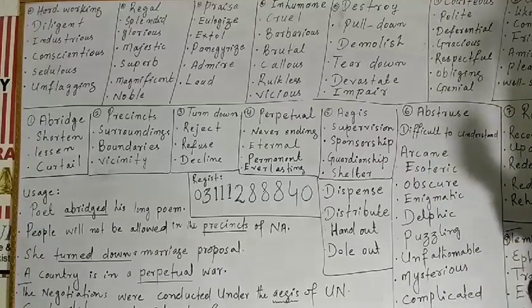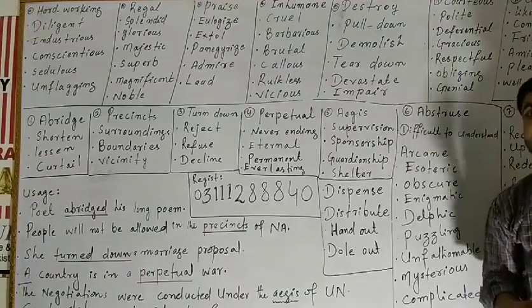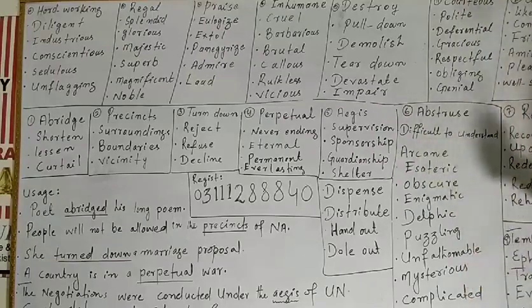Then we have the word courteous. Courteous means polite, one whose nature is very polite, kind, deferential, gracious, respectful, obliging, genial. He has a courteous nature, very polite nature. Courteous, gracious, respectful, obliging, genial. Likewise, you can crack any competitive contest.